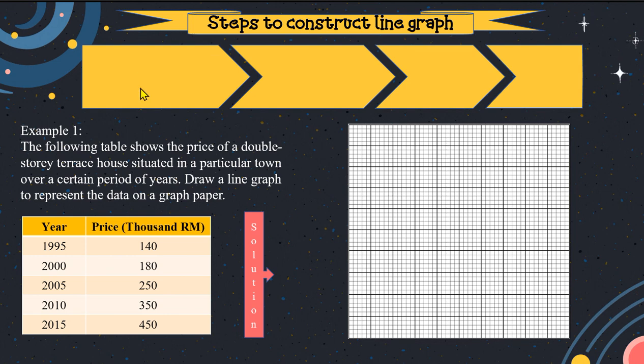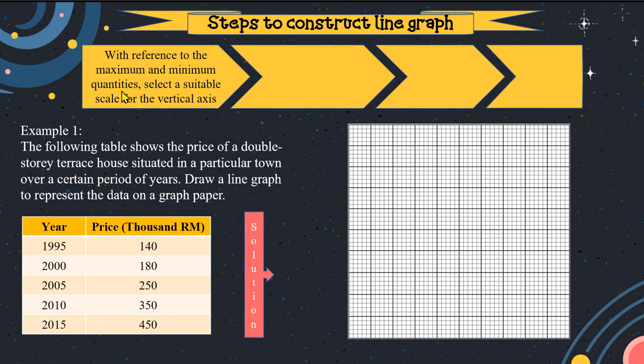So the first step is, with reference to the maximum and minimum quantities, select a suitable scale for the vertical axis. So if you look at the maximum and minimum quantities, the maximum here is 450 and the minimum here is 150. So we have 1, 2, 3, 4, 5, 6, 7, 8, 9 scales here. So we can start this one. This is the price.